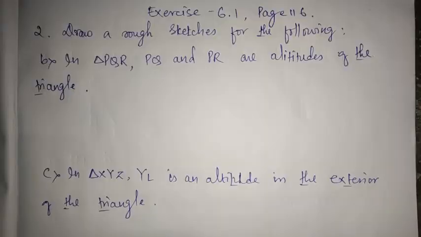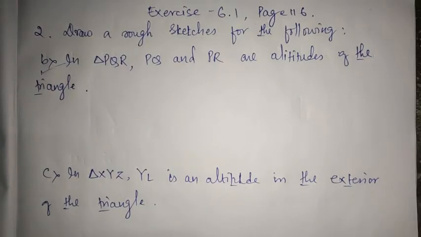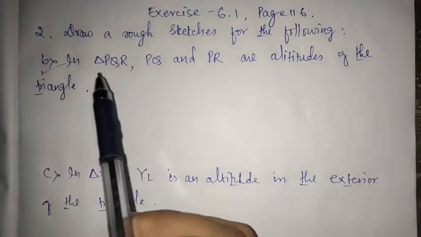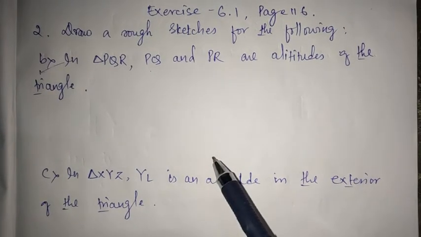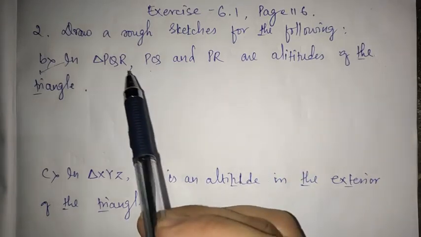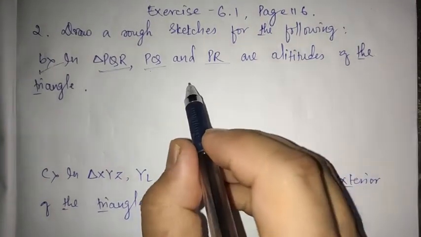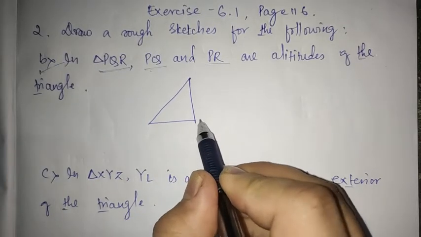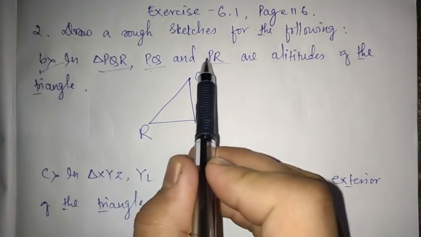Alright, students, here we have question number 2, part B, to solve. We have solved till part A of question number 2. The question is, draw rough sketches for the following. B, in triangle PQR, PQ and PR are altitudes of the triangle. So you have to make one triangle, okay? The name of the triangle will be PQR, in which PQ and PR are the altitudes. So I'm going to make a right angle triangle here and name it PQR.